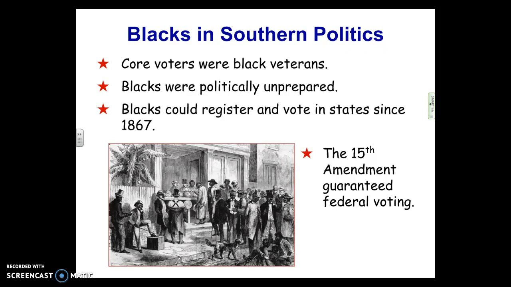And since 1867, they could register and vote, but they had to deal with all those black codes that restricted many of them from voting for whatever reason it might be. And voting was a huge deal and a very public deal, and everyone can see how you're voting back then.